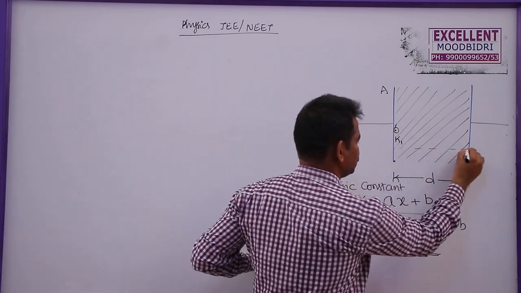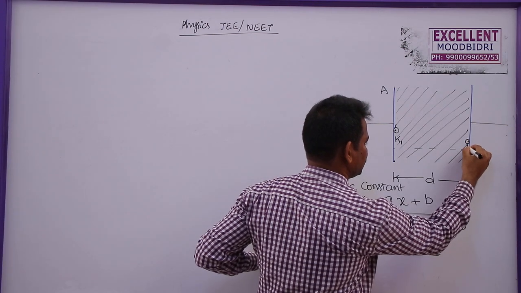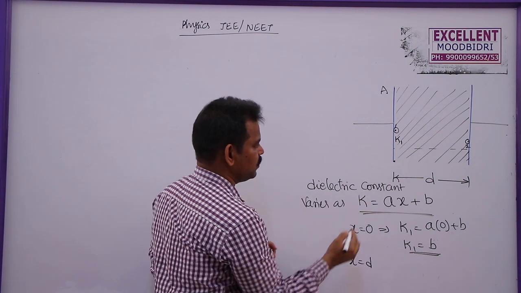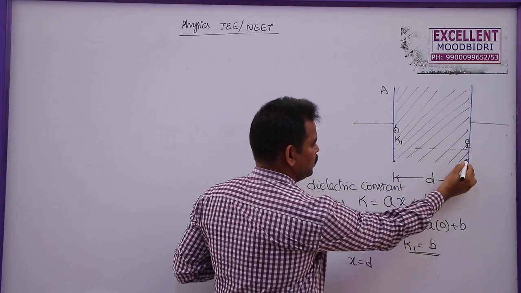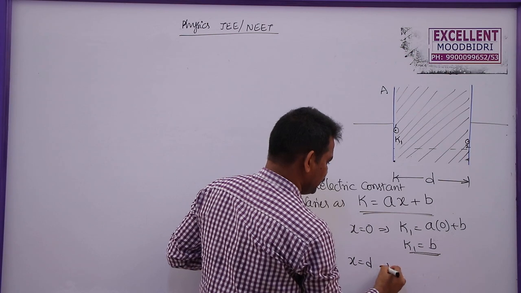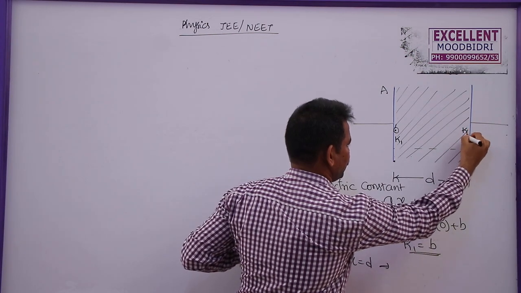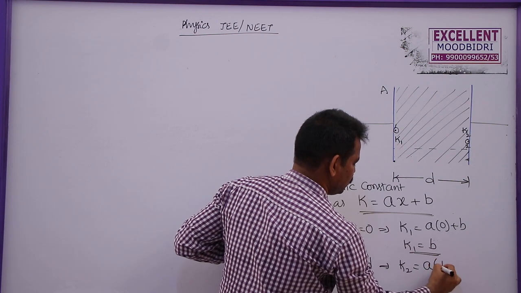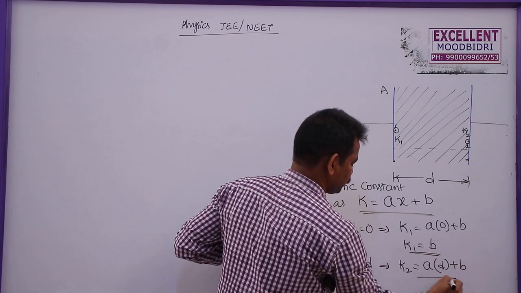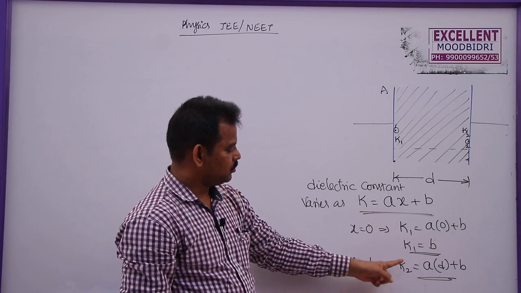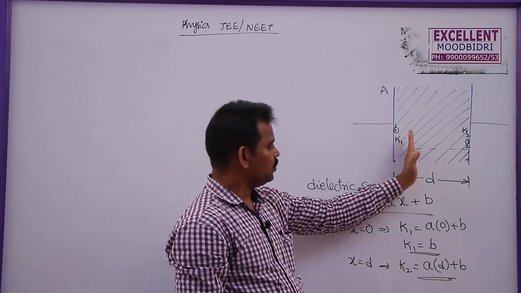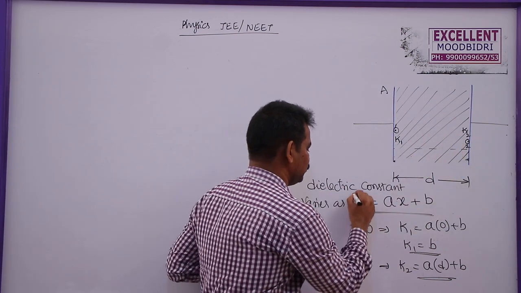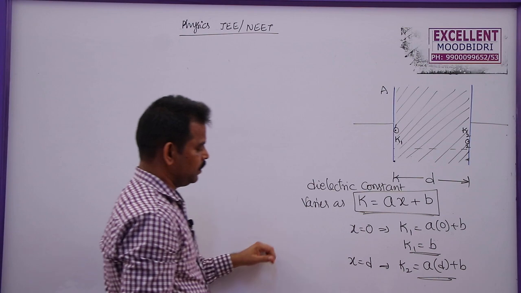Now if you take this point very near to the second plate, so if X is equal to D, here X value is D. Then let me take the dielectric constant at this point as K2. So K2 will become A into D plus B. So this is the K1 value, this is the K2 value. That means K value is increasing from left side to right side. This relation gives the same meaning.